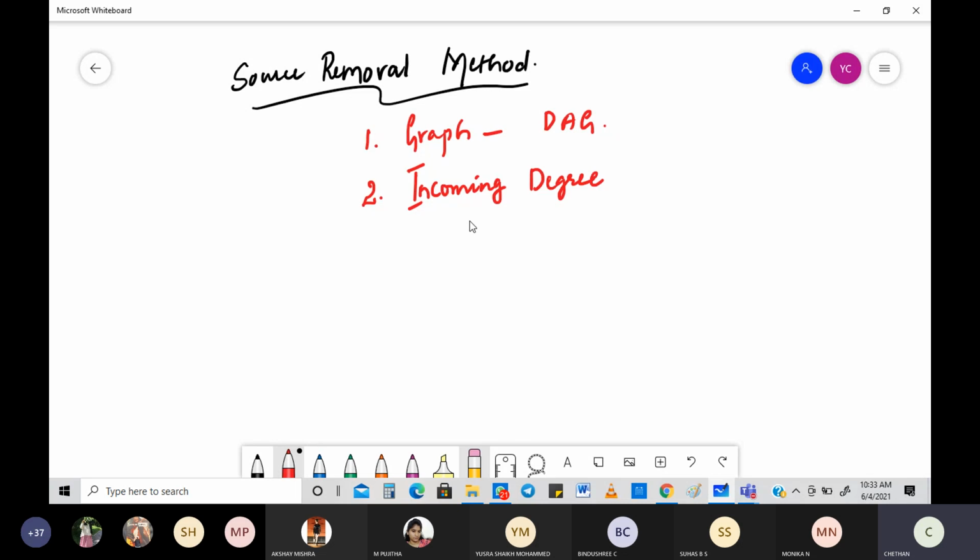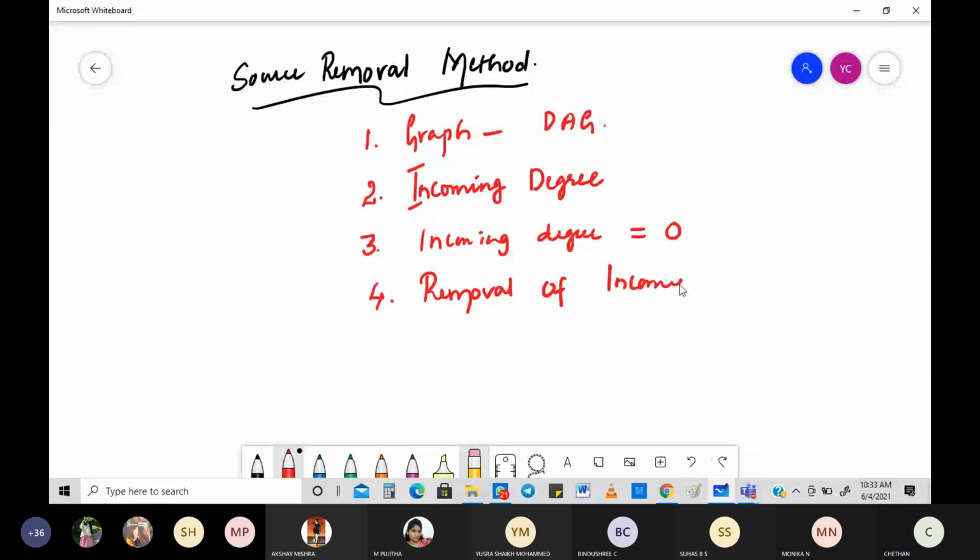And then you need to figure out wherever the incoming degree is equal to 0. Then you need to do the removal of the node with incoming degree equal to 0. We are going to do all these things. Removal of incoming degree equal to 0.